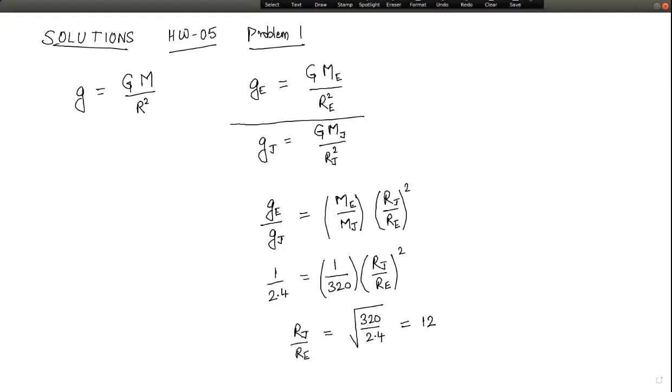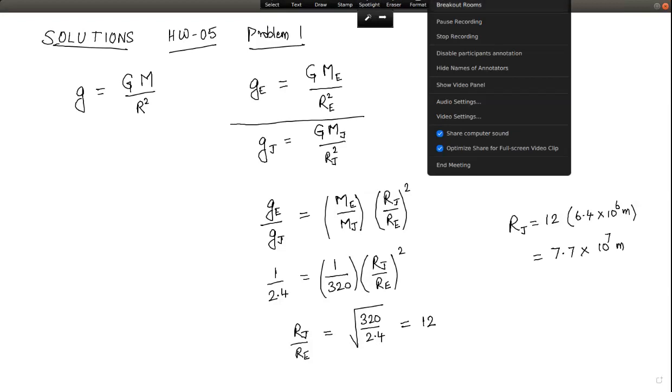So the radius of Jupiter is 12 times the radius of Earth, which gives us the radius of Jupiter as 12 times the radius of Earth, 6.4 times 10 raised to 6 meters, which comes out to be 7.7 times 10 raised to 7 meters. Let me pause this for a moment and I'll come back to it in the next problem.